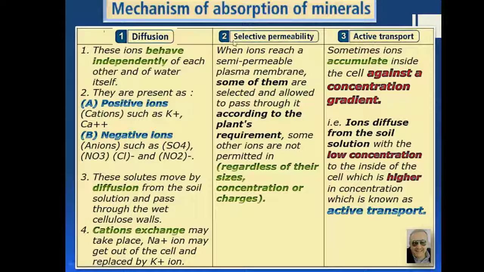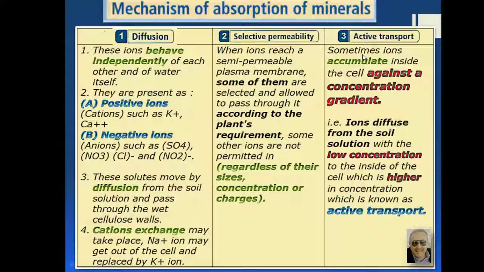So number 2, the second phenomenon is selective permeability. When ions reach a semi-permeable plasma membrane, some of them are selected and allowed to pass through it according to the plant's requirement. Some other ions are not permitted in, regardless of their size, concentration, or charges. Number 3, active transport.